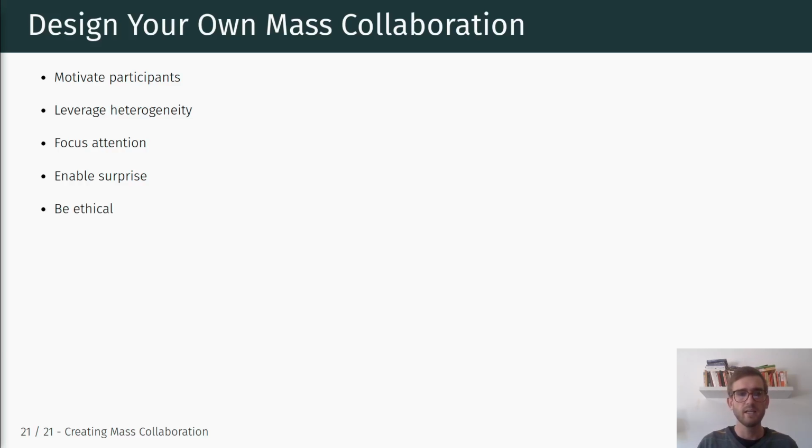And then lastly, of course, whenever it comes to mass collaborations, ethics are an important consideration. Not only when it comes to, for example, paying your MTurk workers enough money to complete your tasks. And in the next session next week, we'll talk much more about ethics in the context of computational social science more generally. So we'll spend a bunch of time talking about that as well.